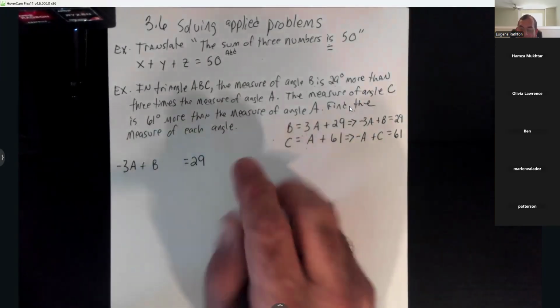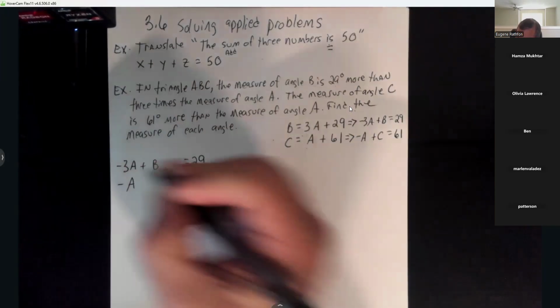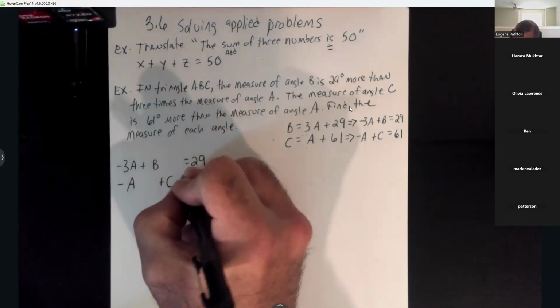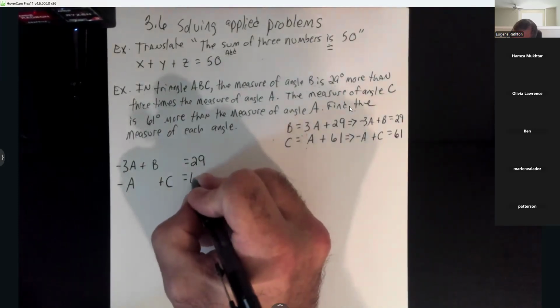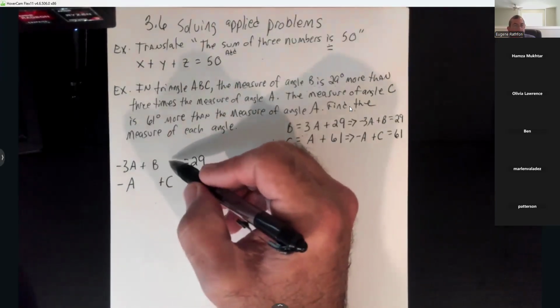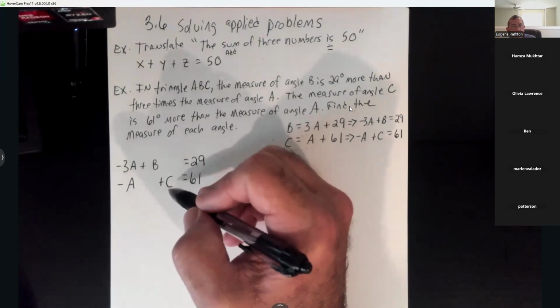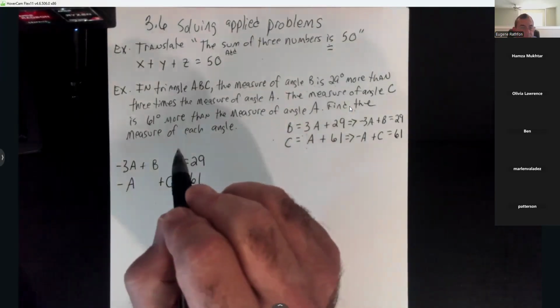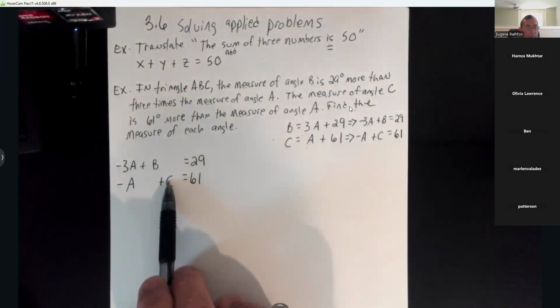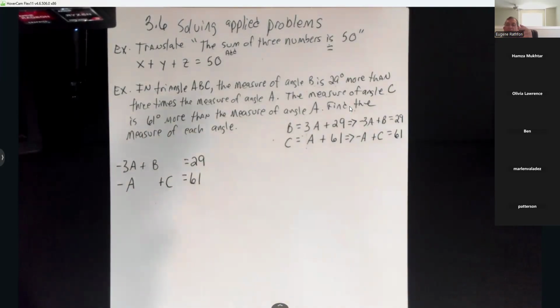All right, so let's put this over here. I got a negative A. C would be right here, plus C. That's going to equal 61. So see, I got my A's in a column, my B's in a column, and my C's in a column. Oh, y'all, look at this. I got three variables. I've only got two equations. In order for me to solve a system of three variables, I got to have three equations.